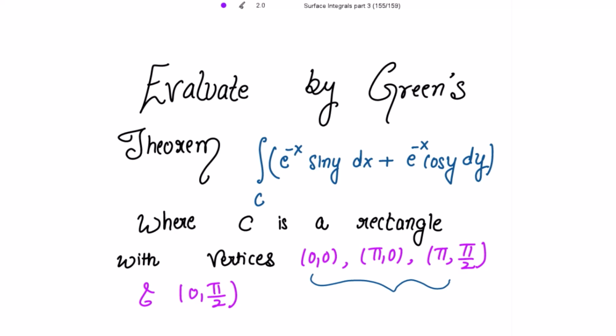So by Green's theorem, we have found the answer to this integral to be twice of (e to the power minus pi minus 1).